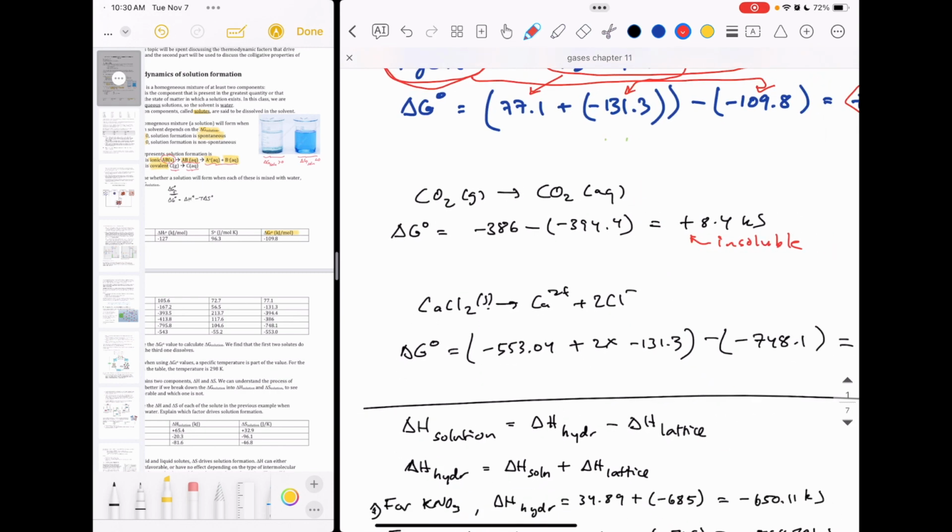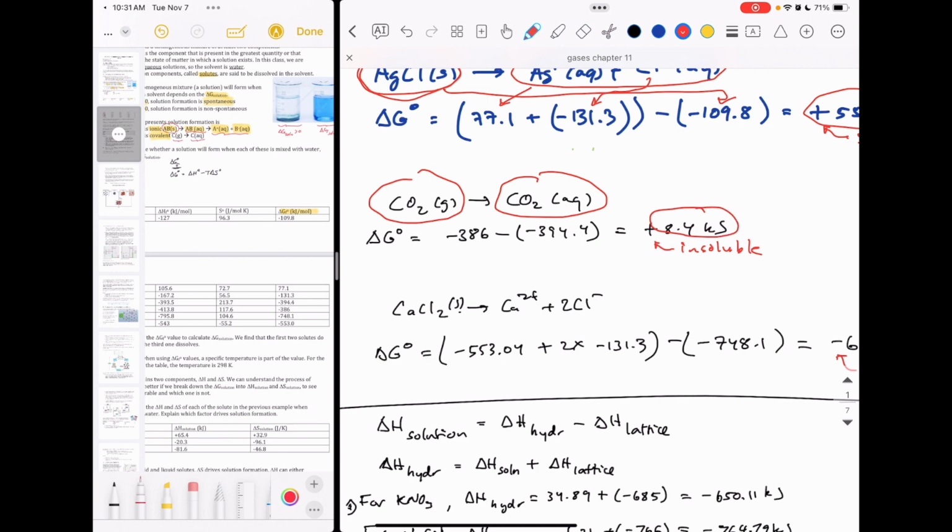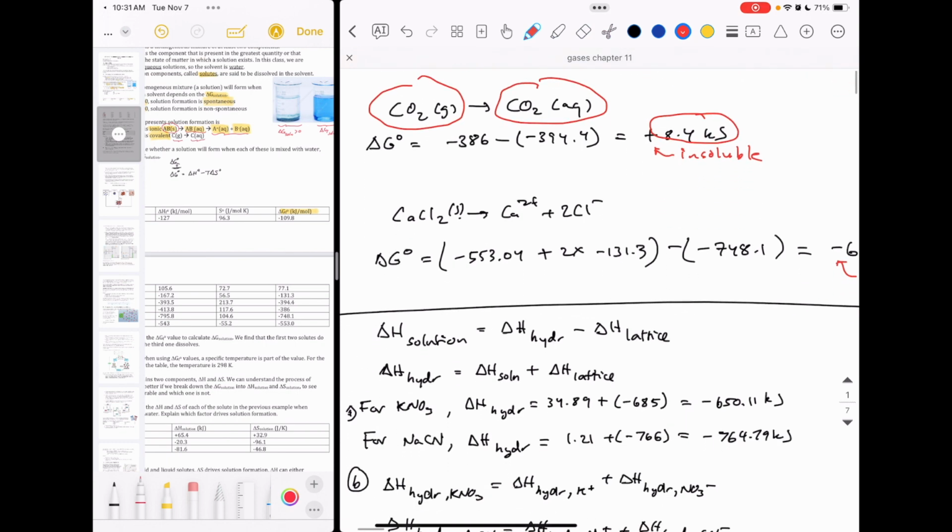I can do the same for the CO2 dissolution. Here I'm just taking the CO2 in the gas form and putting it into the CO2 in the aqueous form. Again, I have values of delta G formation here in this table, CO2 in the gas and then CO2 in aqueous. So I could use those to make my calculation. I get positive 8.4 kilojoules, which also tells me that CO2 is not going to be soluble in water at that condition, that temperature. Lastly, I'm going to try it with CaCl2.